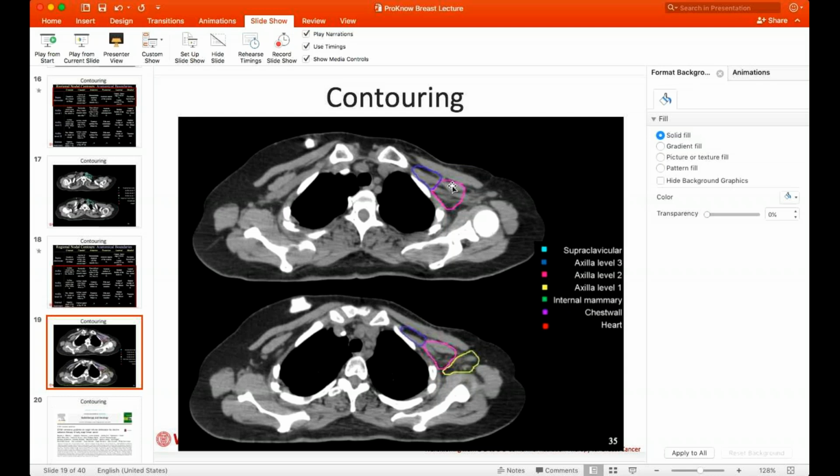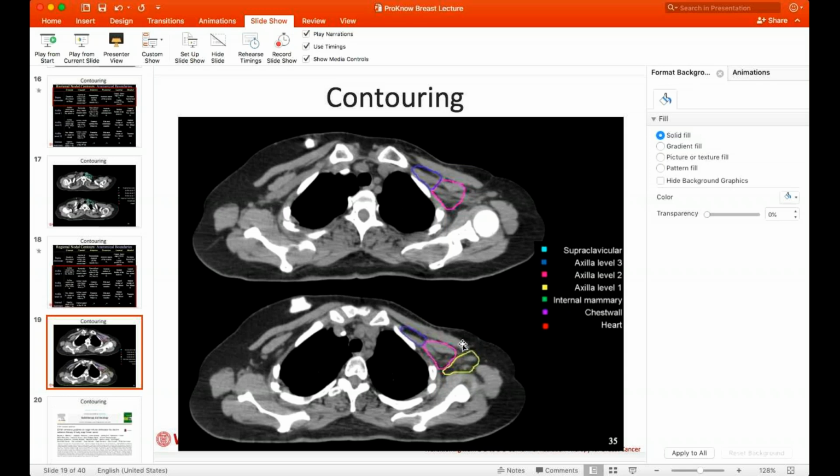Those are also considered level 2 lymph nodes. And finally, your axillary level 1 lymph nodes begin when the axillary vessels have crossed the lateral border of the pectoralis minor muscle. So you draw them out to make sure that they begin after the vessels have crossed the lateral border of the pectoralis minor.